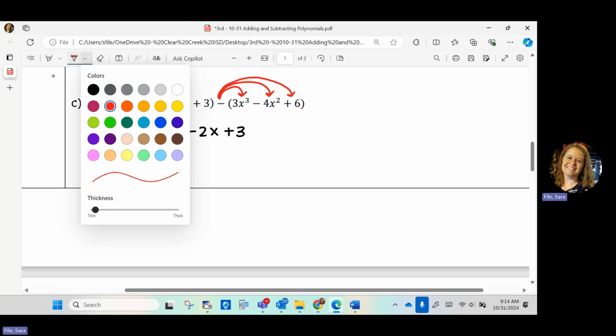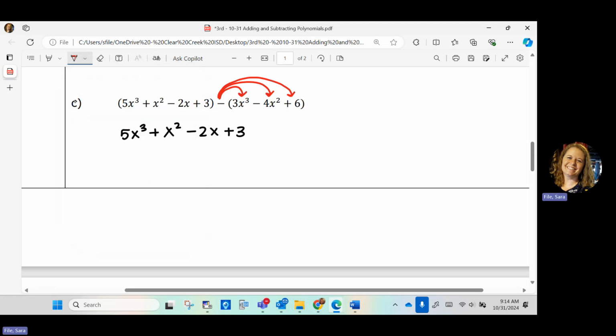I've distributed the negative. Now I need to make sure I'm lining up the correct like terms. So that would be negative 3x cubed. So I'm going to put that under the x cubed term here. That would become plus 4x squared. Put that under the x squared term. Now there is no x term, so there's going to be a space left, blank. But then that becomes a minus 6, but I'm going to line that up under the other constant.